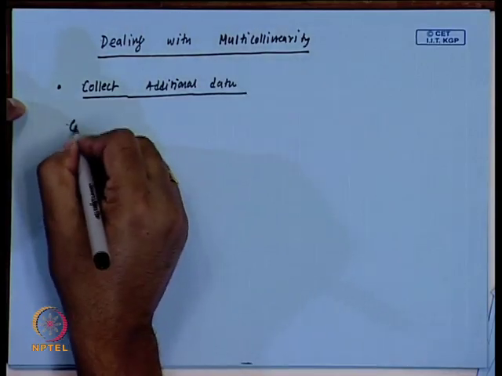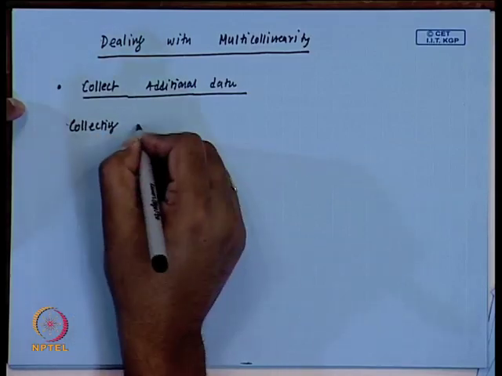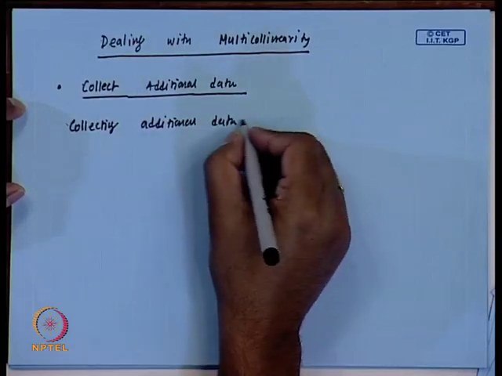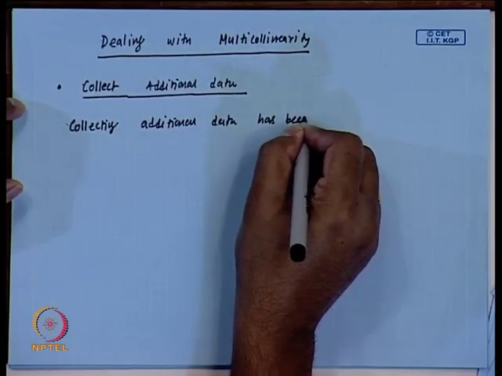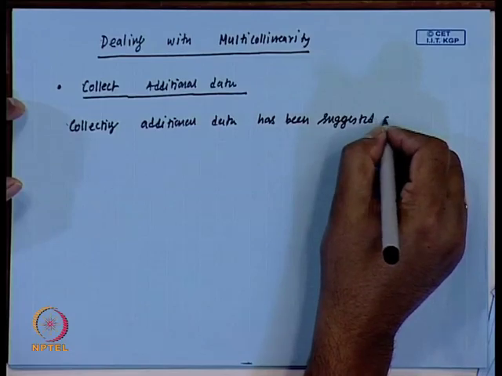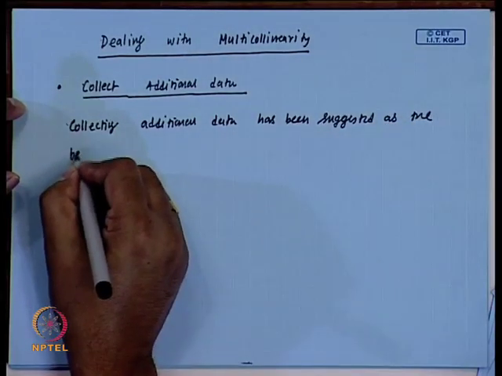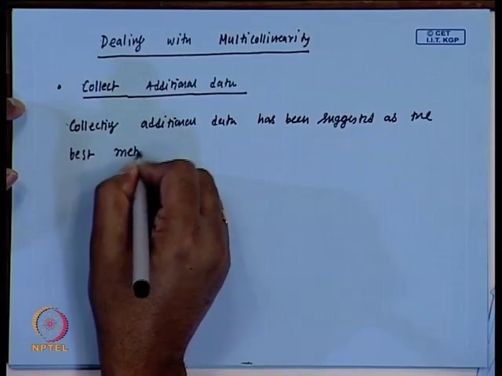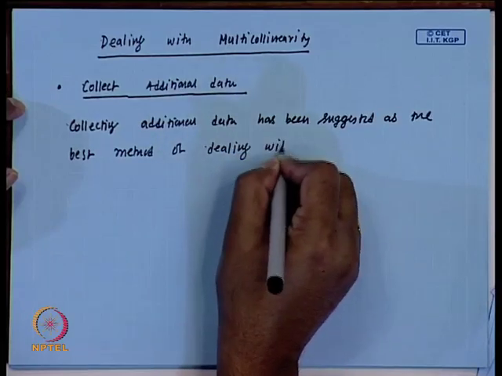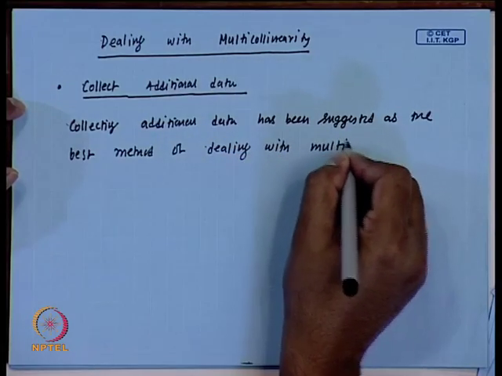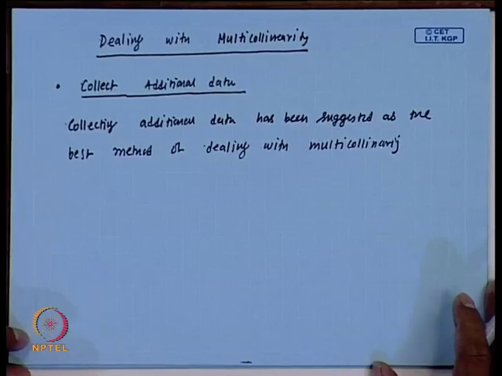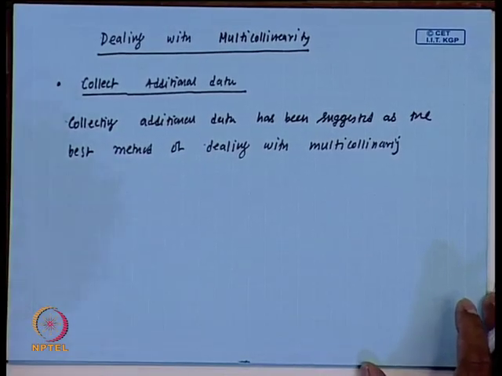Well, collecting additional data has been suggested as the best method of dealing with multicollinearity. Okay, so this is perhaps the best way to deal with multicollinearity.